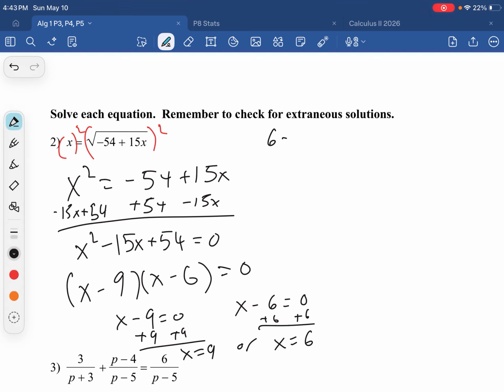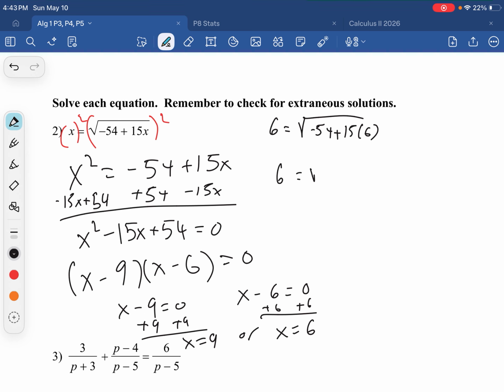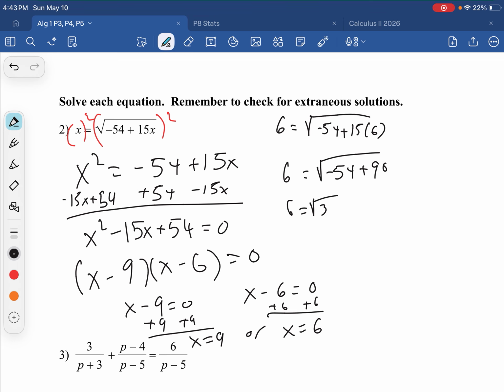So is 6 equal to the square root of negative 54 plus 15 times 6? So 15 times 4 is 60. 15 times 6 is going to be 90. Is 6 equal to the square root of negative 54 plus 90, or 90 take away 54? 90 take away 50 would be 40. If it's 54, this is 6 equals the square root of 36. So I get 6 equals 6.